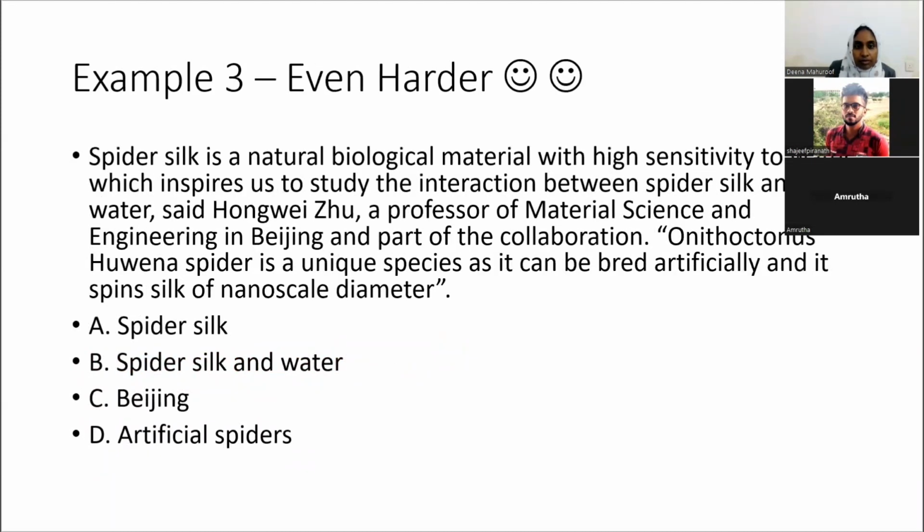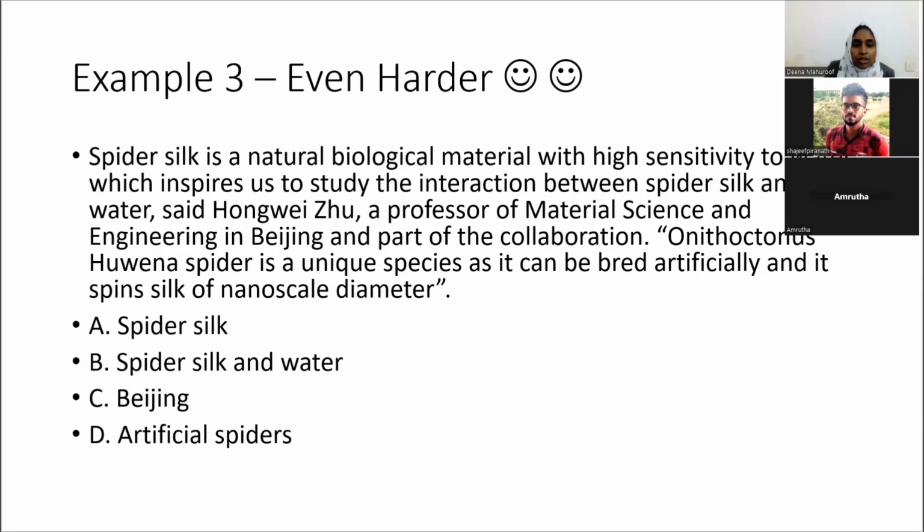All right, so we go to example 3. This is a bit harder. Just read the first sentence. You can see the first sentence ends at "collaboration," full stop, so we have to read until that. "Spider silk is the natural biological material with high sensitivity to water, which inspires us to study the interaction between spider silk and water," said someone, a professor of material science and engineering in Beijing and part of the collaboration.